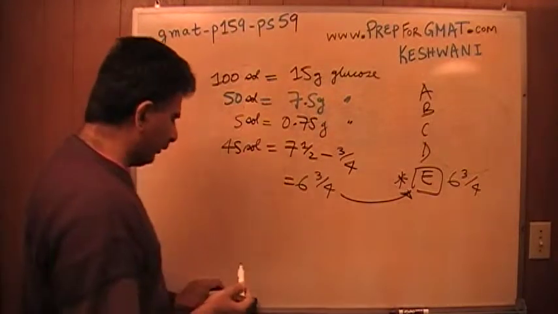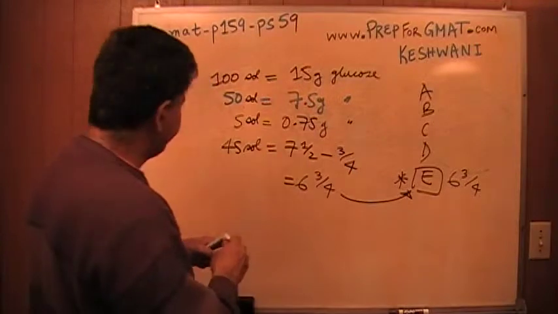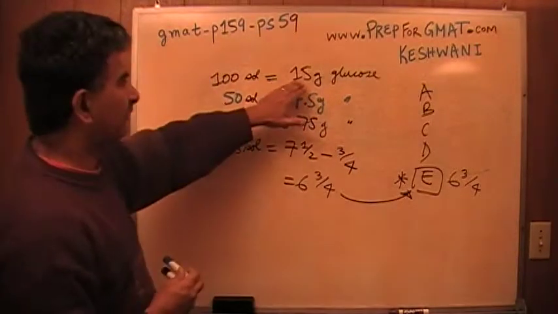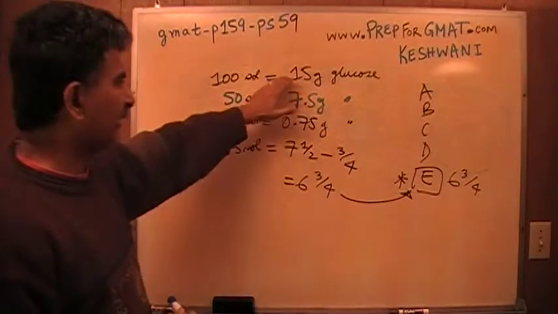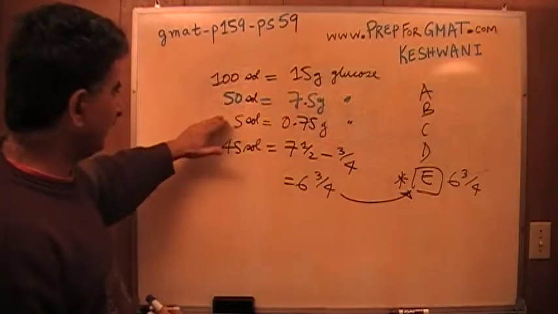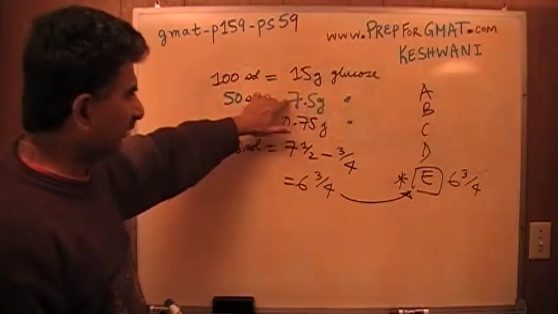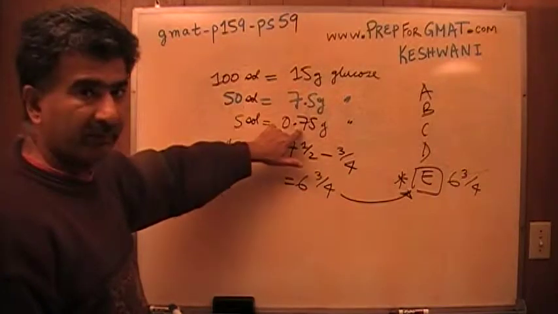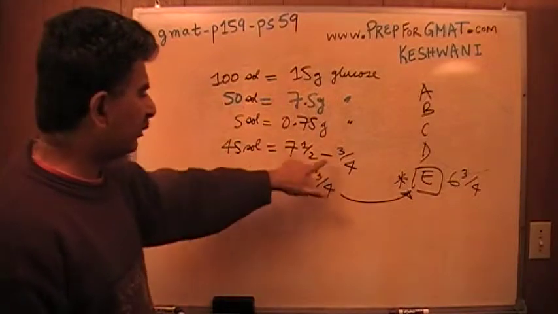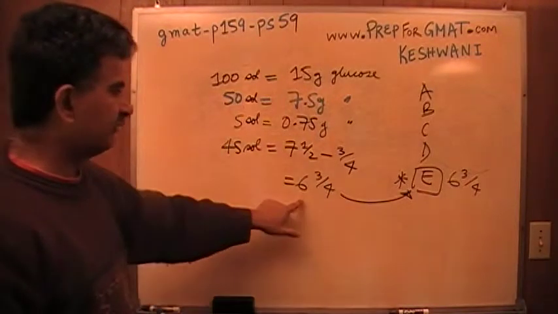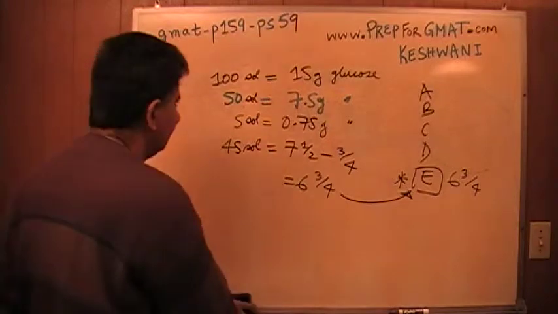Let me start one more time quickly so you can follow me. 100 gram contains 15 gram of glucose. So 50 of the solution should contain half as much. And a tenth of that should contain a tenth of this amount. A tenth of 7.5 is 0.75. You just have to move the decimal, which is 3/4. So I just subtract 3/4 from 7.5 and I get 45, which is 6 3/4. Let's do the next problem.